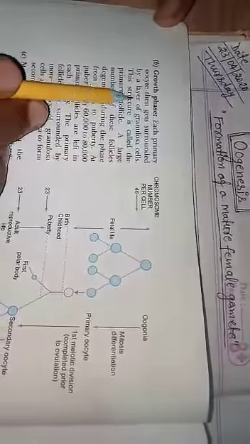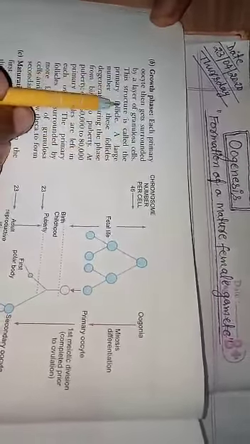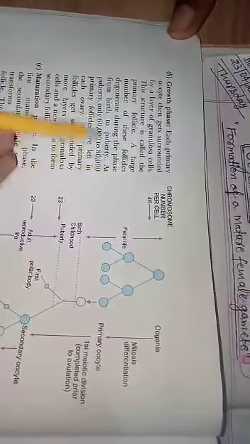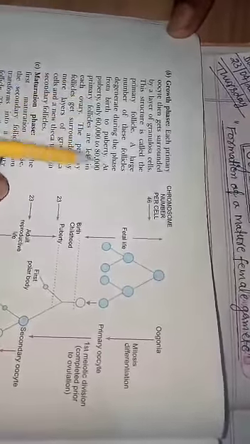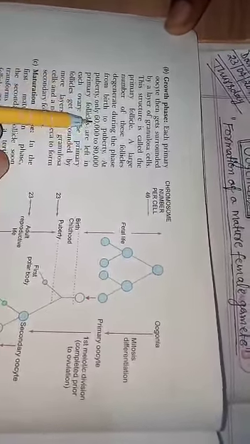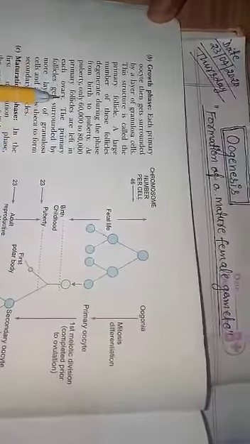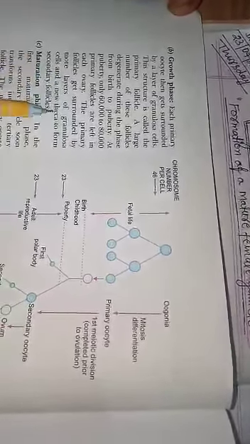Now about the growth phase. Each primary oocyte then gets surrounded by a layer of granulosa cells. This structure is called the primary follicle. A large number of these follicles degenerate during the phase from birth to puberty. At puberty, only 60,000 to 80,000 primary follicles are left in each ovary. The primary follicle gets surrounded by more layers of granulosa cells and a new theca to form secondary follicles.